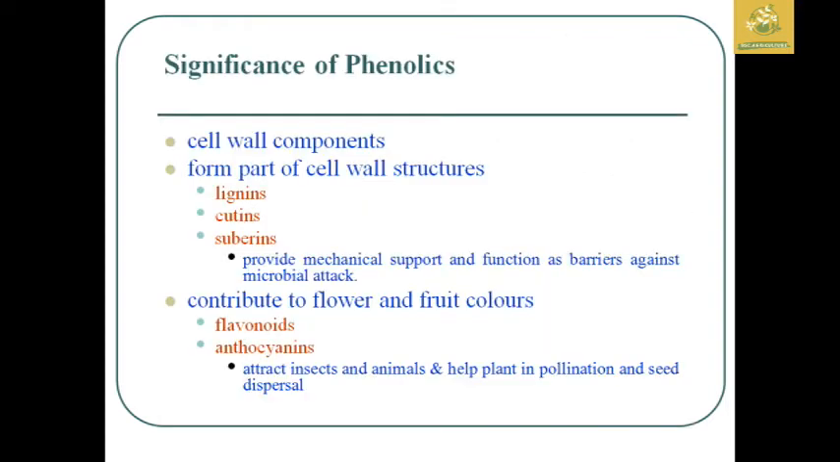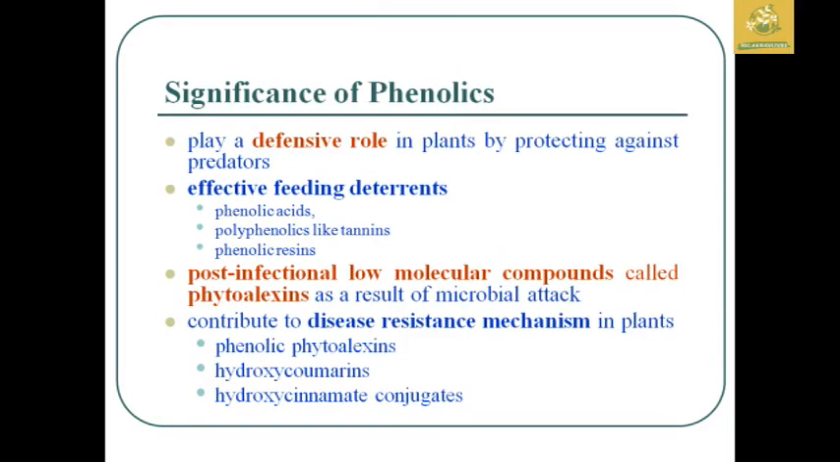The significance of phenolics is that they are used to form important cell wall compounds in plant cells. They form parts of the cell structures like lignin, cutin, and suberin, which provide mechanical structure and functional barriers against microbial activity in plants. They also contribute to fruit and flower colors. They form flavonoids as well as anthocyanins, which attract insects and animals and help plants in pollination and seed dispersal. They also play a defensive role in plants by protecting them from predators.